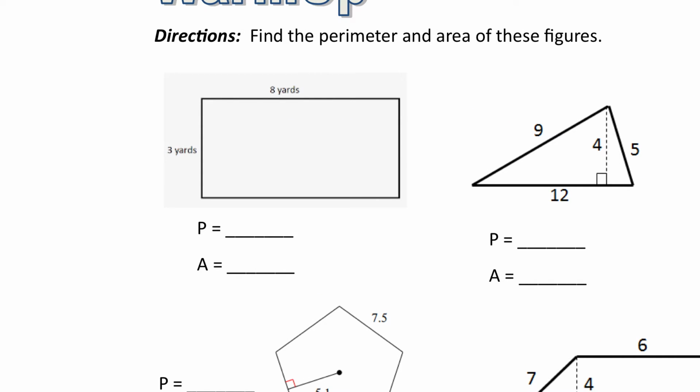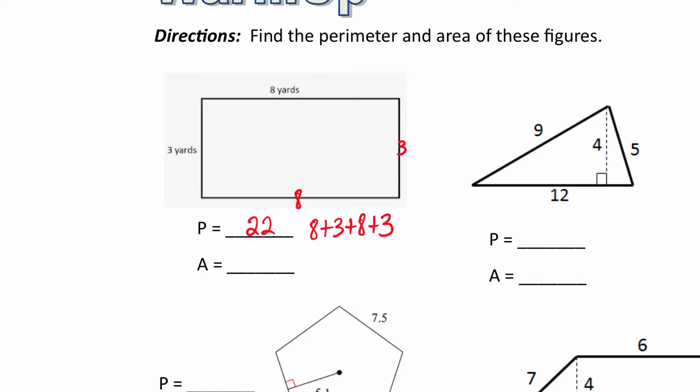How would we find the perimeter of this rectangle? Add all the sides. Not just the sides that we have numbers on, all of the sides. So this side is 8 also, and this side is 3. So if we add all those up, 8 plus 3 plus 8 plus 3, what does that give us for the perimeter? It's 22.